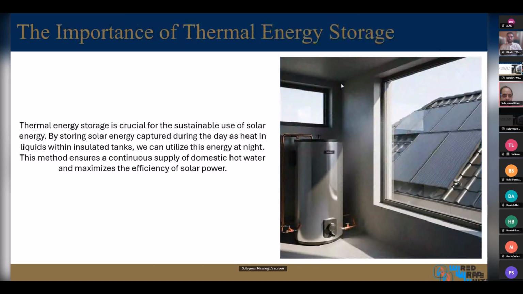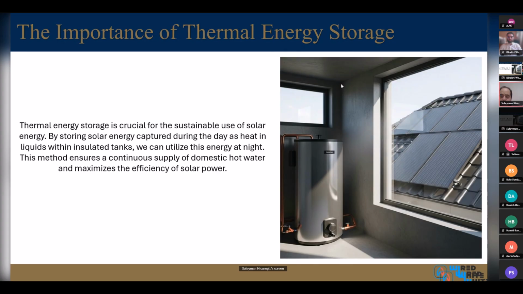Solar energy collected during the day for nighttime use makes sustainable use of solar energy possible. One of the most common methods is storing thermal energy. One of the basic forms of this is storing energy in liquid. Yes, water is commonly used in this system.